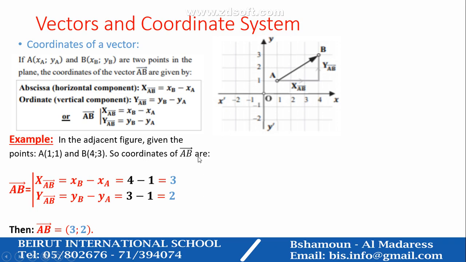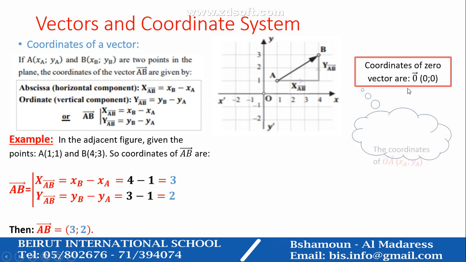So the coordinates of vector AB are: x for vector AB equals xb minus xa, which is equal to 3, and the ordinate of vector AB equals yb minus ya, which is equal to 2. Then vector AB is of coordinates (3, 2). Remember that the coordinates of the zero vector are (0, 0).